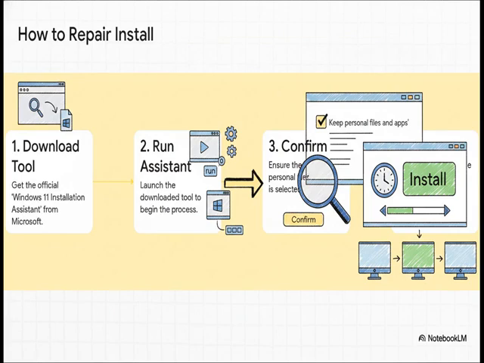Here's exactly how you do it. First, just go to your web browser and search for the official Windows 11 Installation Assistant from Microsoft's website and download it. Second, run that tool. It's going to guide you through the whole process. Now, the third step is the most critical one of all.